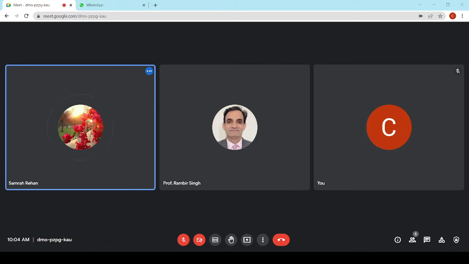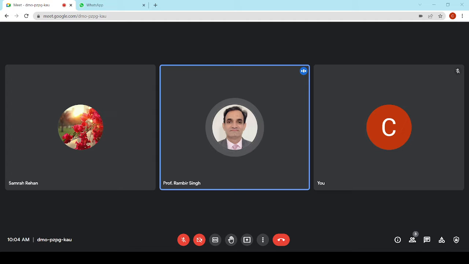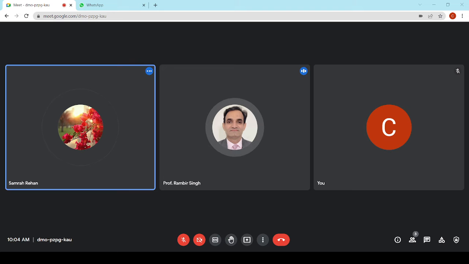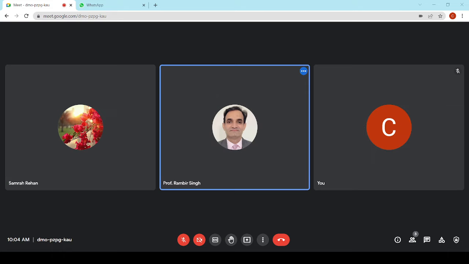Okay then. So we will now discuss two techniques today. These are immunological techniques. One is ELISA and another is RIA. I hope you might have heard about these techniques earlier. What is ELISA?